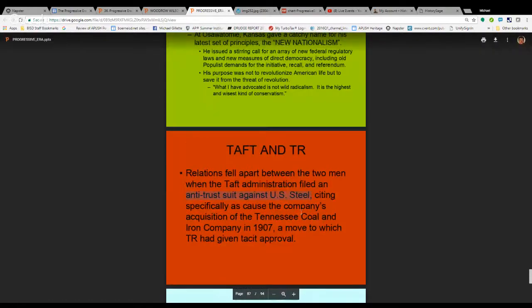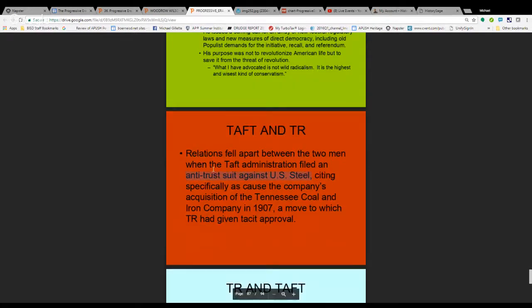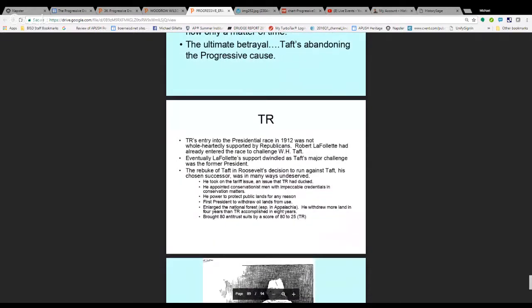Now, we go back up here, when he's traveling around the United States campaigning for Republicans, one thing that he realizes is how much he missed politics. He missed the crowds, he missed the attention. So he runs for president. He is back into politics. And so Roosevelt's entry into the presidential race in 1912 wasn't really wholeheartedly supported by Republicans. Robert La Follette had already entered the race to challenge Taft, and eventually La Follette's support dwindled as Taft's major challenge was former President Roosevelt. The rebuke of Taft was essentially the number one reason in Roosevelt's decision to run against Taft, his chosen successor.